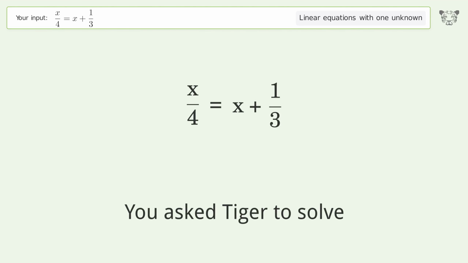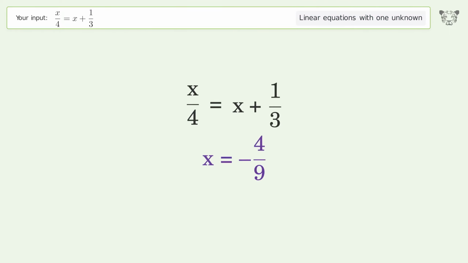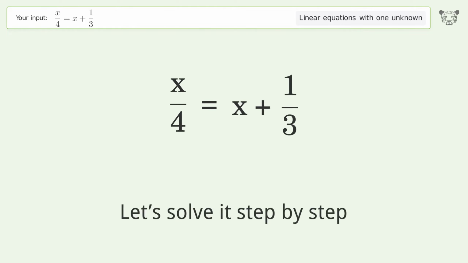You ask Tiger to solve this. This deals with linear equations with one unknown. The final result is x equals -4/9. Let's solve it step by step.